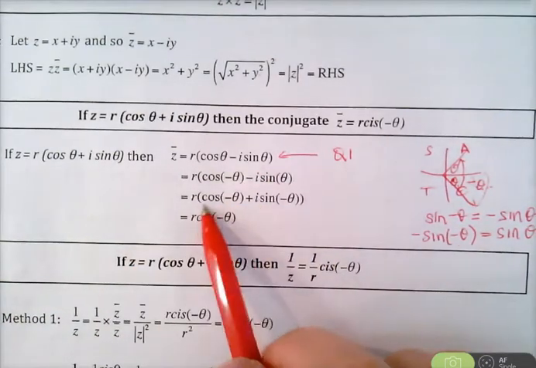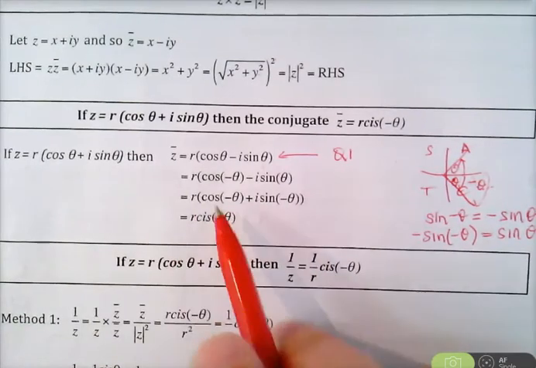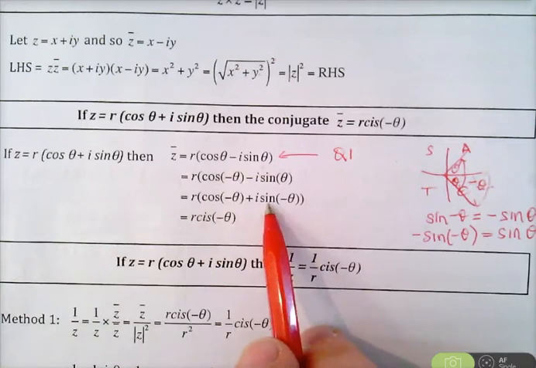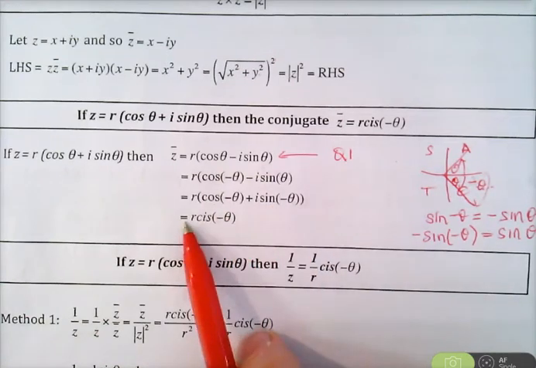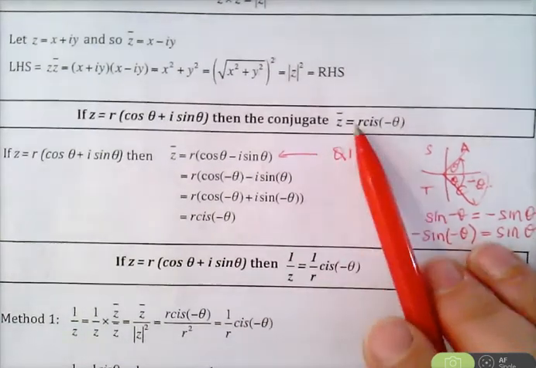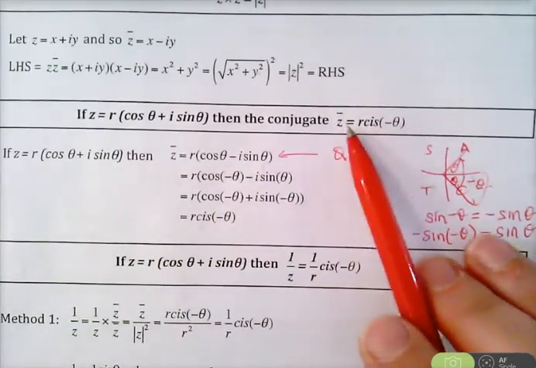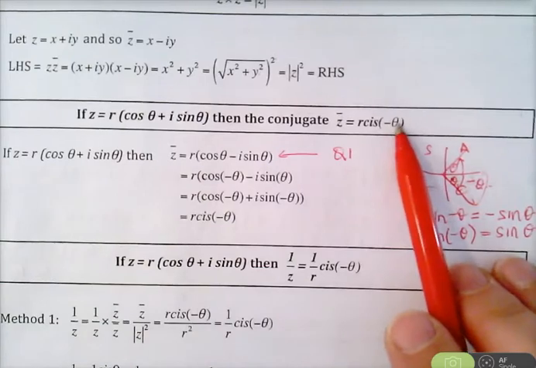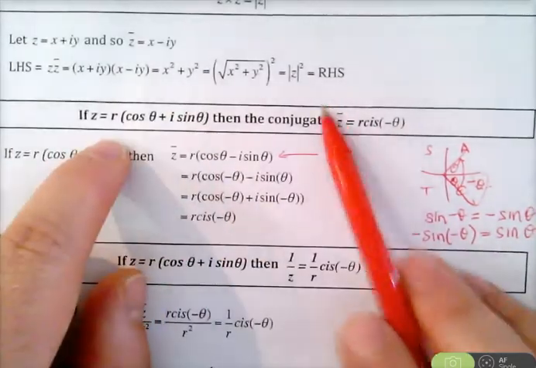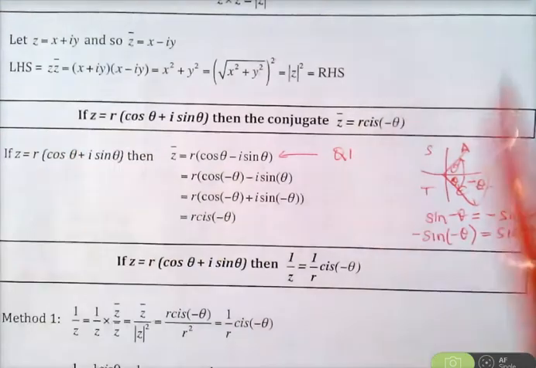Okay, so now this can be written in cis form because the cos of this angle is the same as the sine of this angle. So we can write this as r cis negative theta. So this is another result. So z bar, or the conjugate, is r cis minus theta. If z equals r cis theta, then z bar equals r cis negative theta, or minus theta.